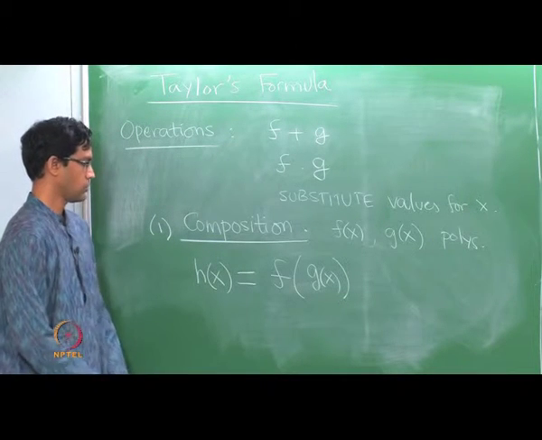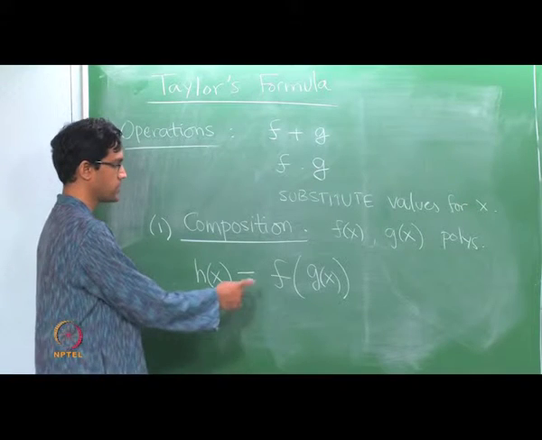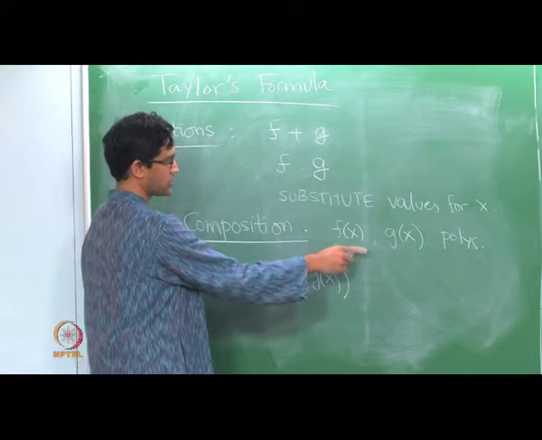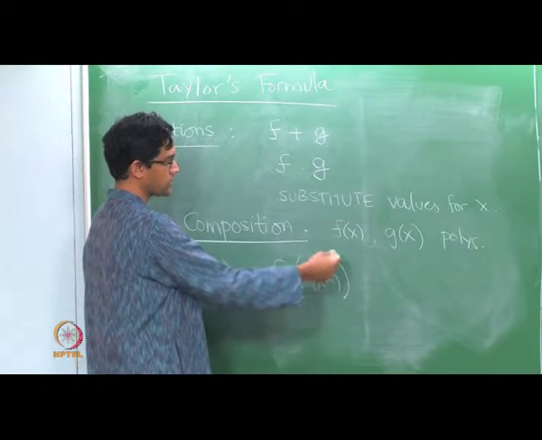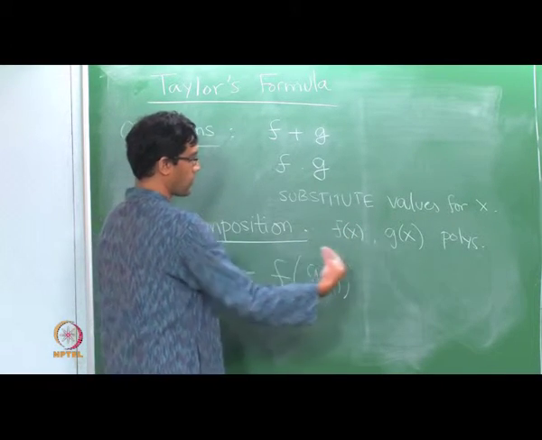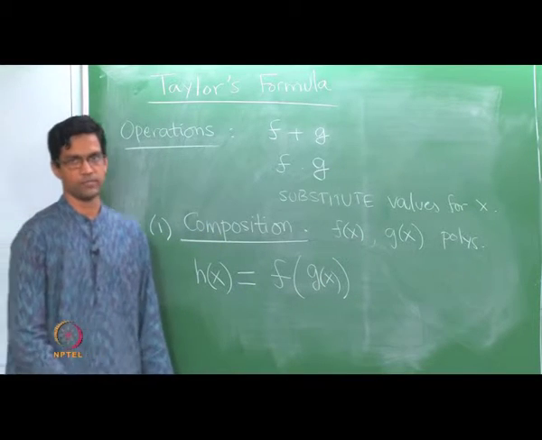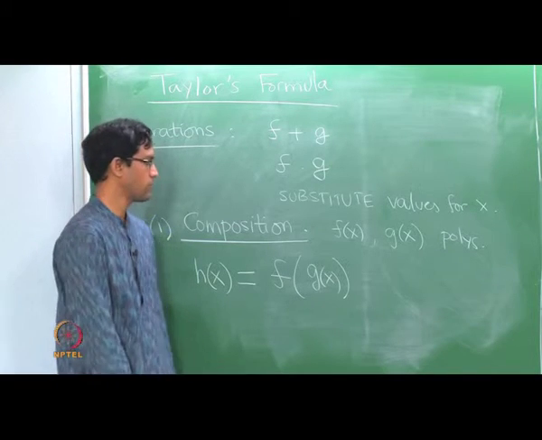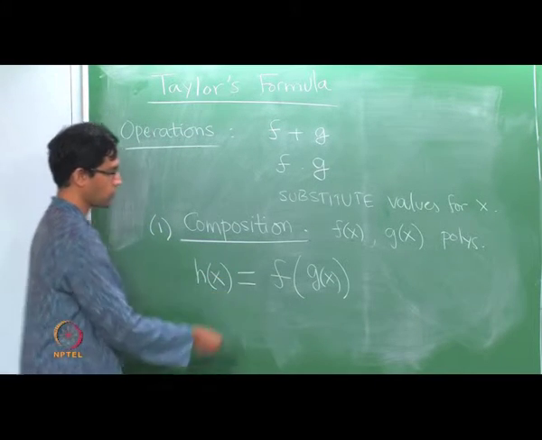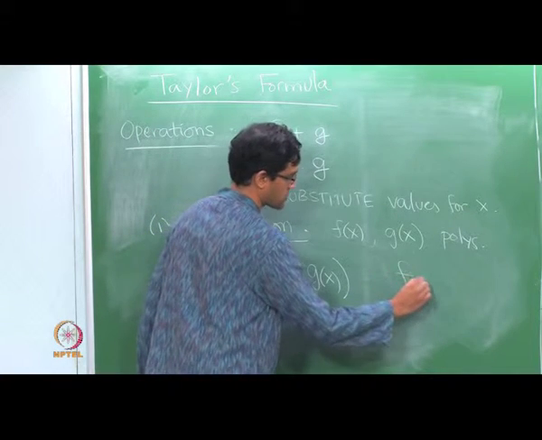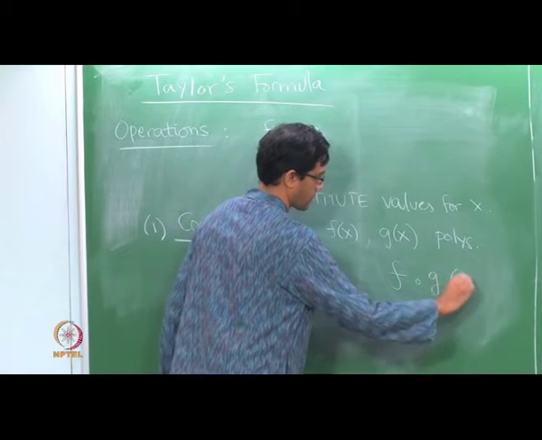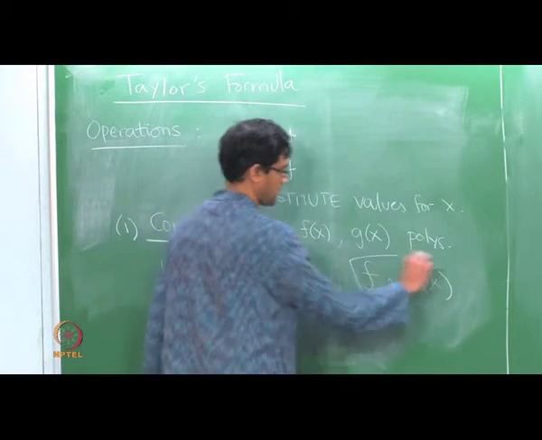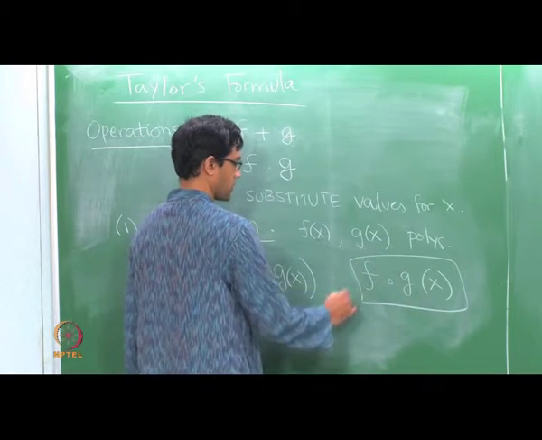So what does this mean? It just means in this polynomial f, wherever you have the variable x, you don't substitute a value for x. Instead, you just substitute the polynomial g of x in place of x, right? So I hope this is familiar from something you have seen before. Now this is called the composition of f and g. Sometimes this is written as f circle g of x. This is just notation for this.